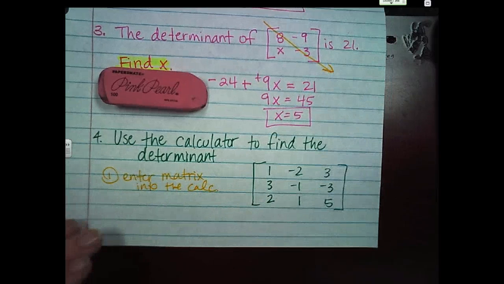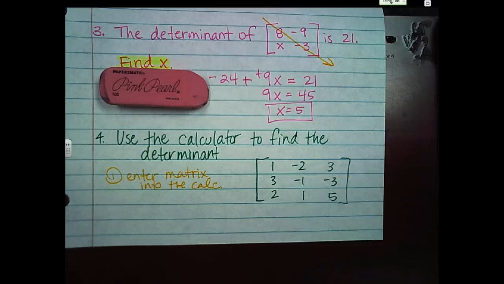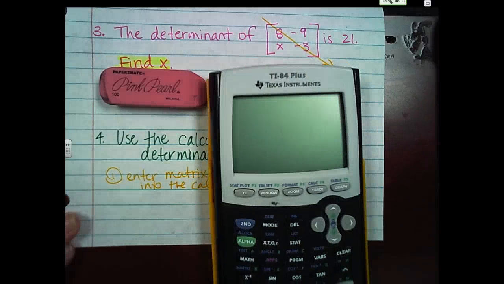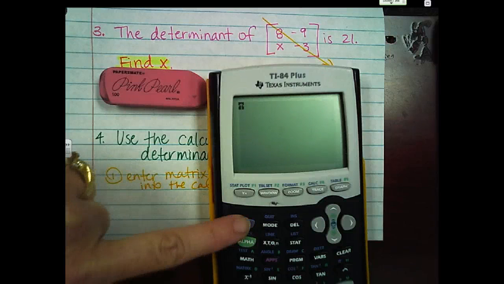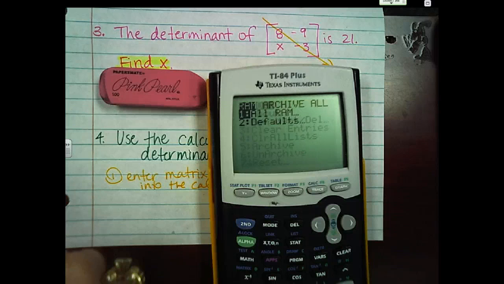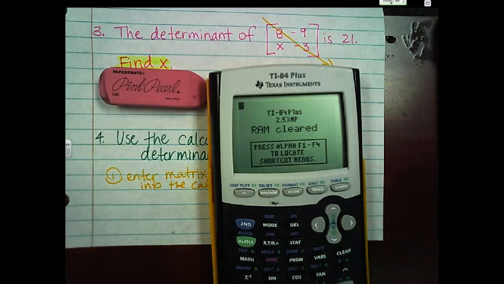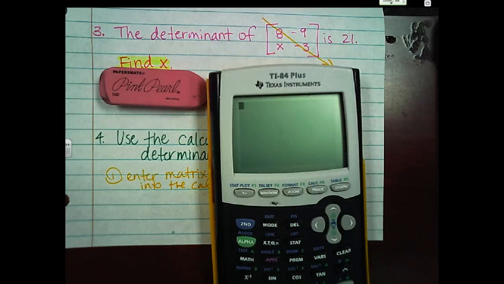Step 1, enter the matrix into the calculator. And for those of you that maybe weren't here for the calculator matrix lesson, okay, I want everyone in the room to do me a favor. Go to second plus 712. And that way you're not worried about the wrong matrix being in there.